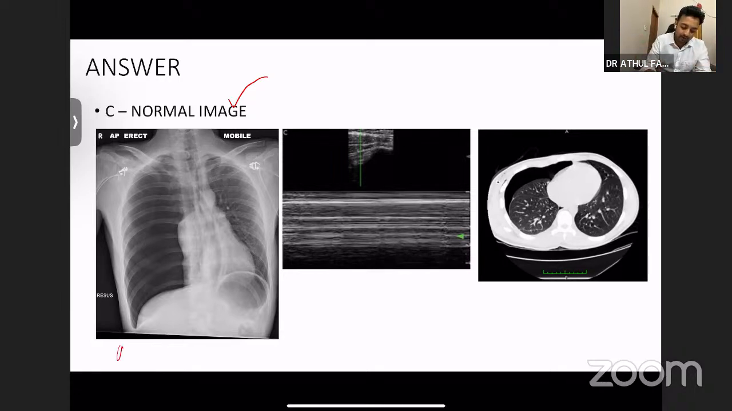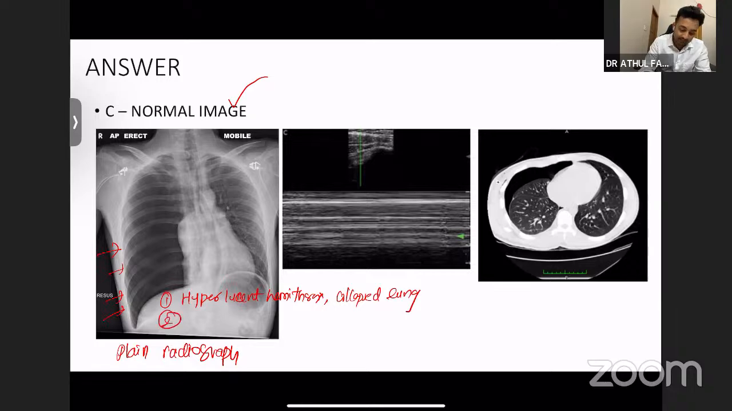So the plain radiograph is the most commonly done investigation for pneumothorax. So the three important things that you should see for pneumothorax in plain radiograph. First is hyperlucent hemithorax. See, this right side is pretty black. It is very hyperlucent because it is filled with air. Sometimes you will see a collapsed lung also. Here you are not able to see the collapsed lung. It is completely filled with air.